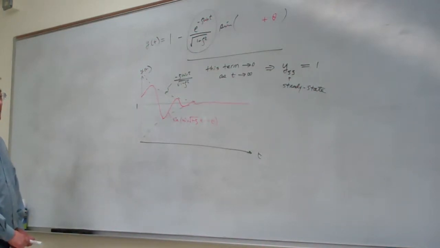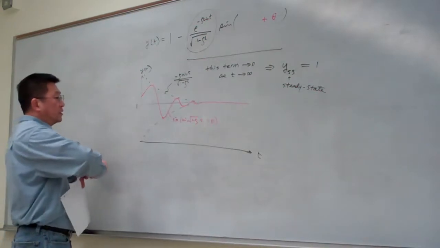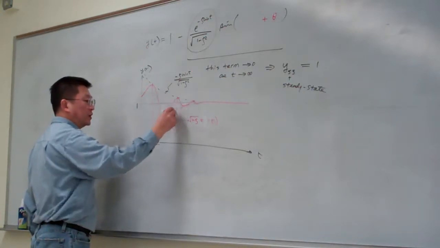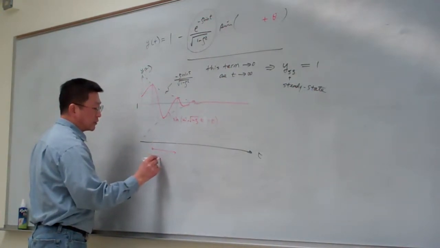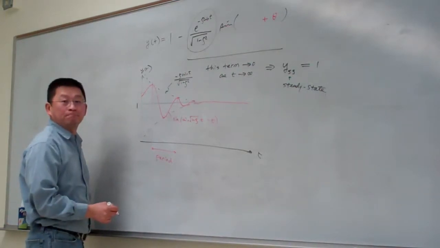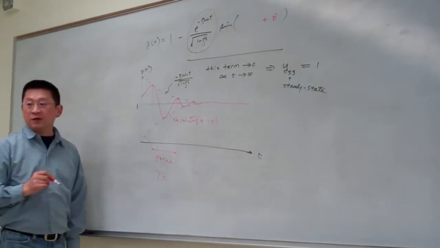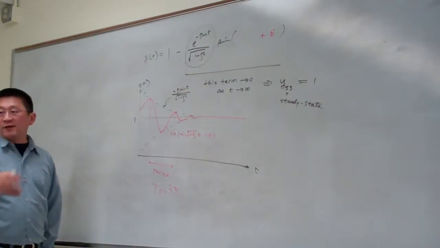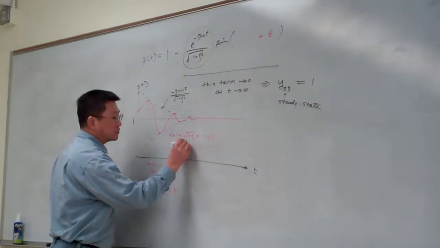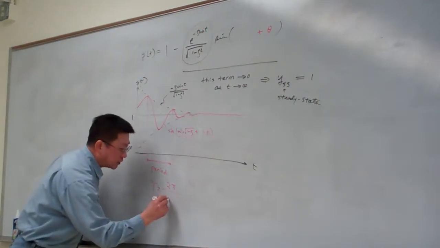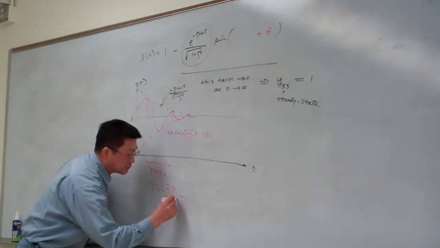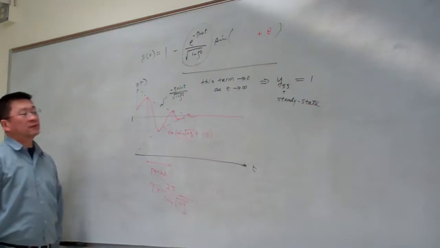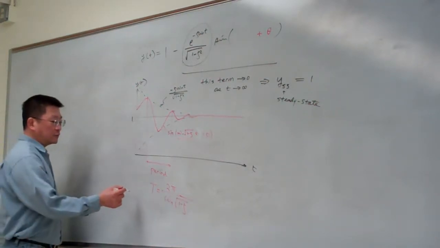Given these features, from here you can see this is a peak and this is a peak. From peak to peak, that is what we call the period of oscillation. So the period of oscillation is equal to how much? It is equal to 2 pi divided by the frequency of oscillation. What is the frequency of oscillation? This term is the frequency of oscillation.